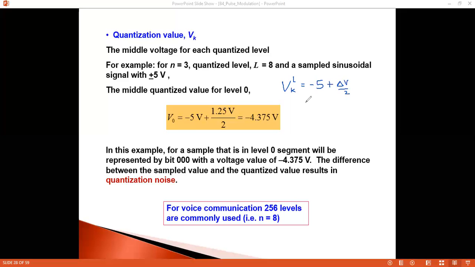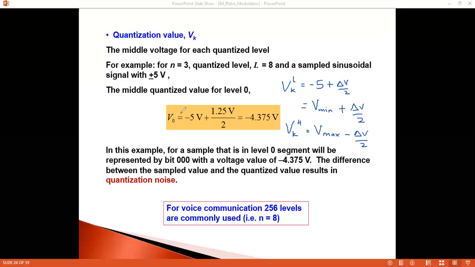Okay, see, this minus 5 is our V min. V min plus delta V over 2. So this is the formula for the lowest level. For the highest level, VkH is equal to V max minus delta V over 2. So this is the quantized voltage of the lowest level. This is the quantized voltage of the highest level.